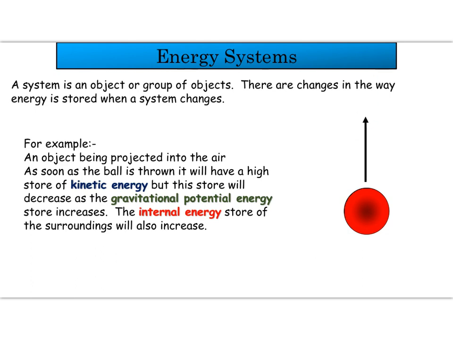the air. As soon as the person throws the ball into the air, we can see that the ball is going to have kinetic energy, and the store of kinetic energy will be relatively high. But that store will decrease as the ball travels upwards in the air. So as the ball travels upwards, the kinetic energy store decreases as the gravitational potential energy store increases. Because the ball's going higher up in the air, so its gravitational potential energy is getting greater, but we remember you can't just create or destroy energy, so the energy is being transferred from the store of kinetic into gravitational.